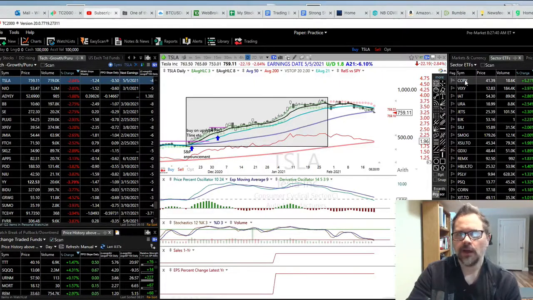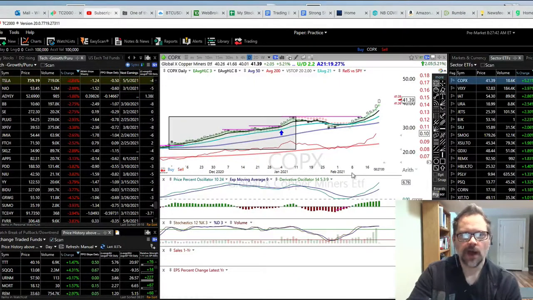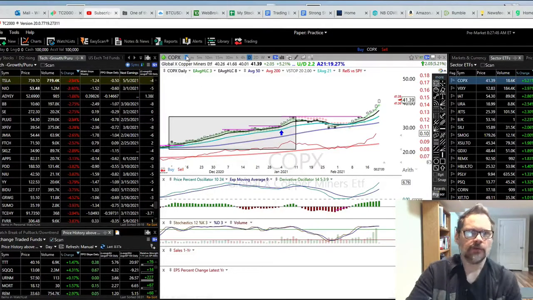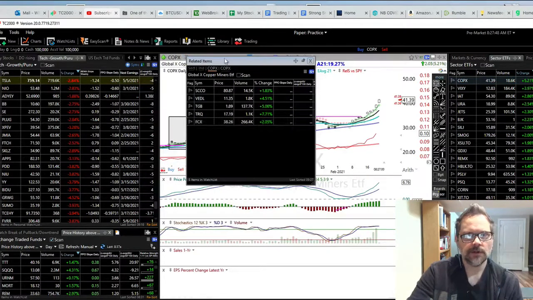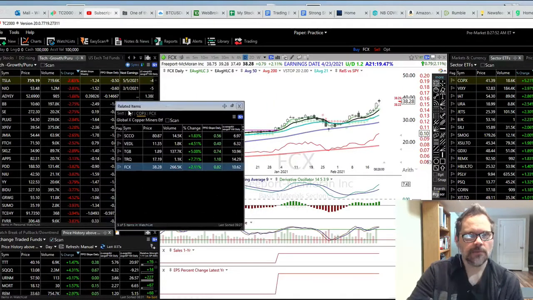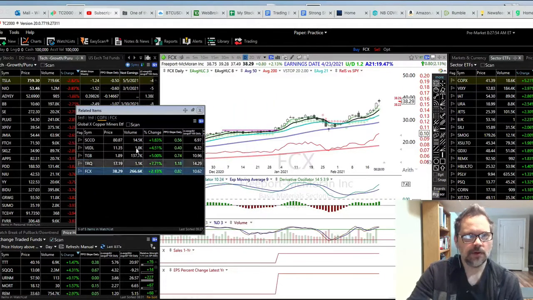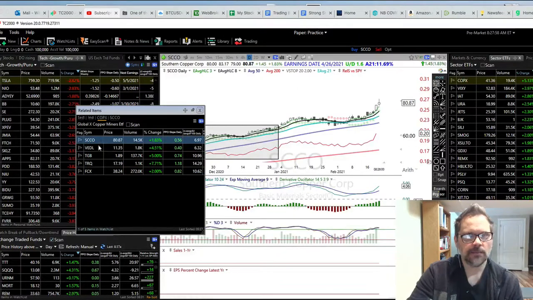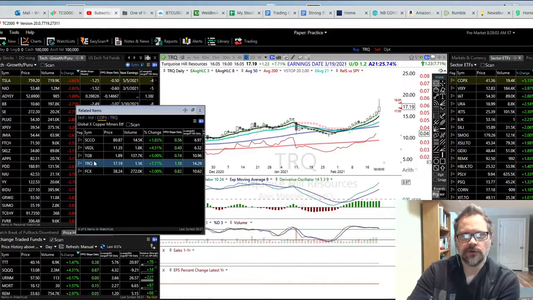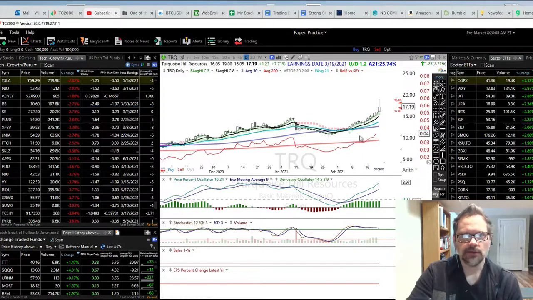Just one other thing, I'm into this COPX. Inside of the copper miners is FCX, obviously, which is Freeport McMoRan. You can see how they're all doing really well. There's multiple, Southern Copper. This one, TRQ, Turquoise Hill, is doing really well today, 7%.